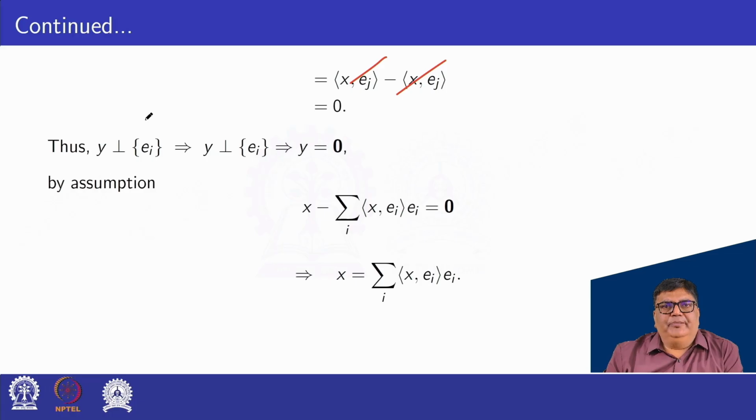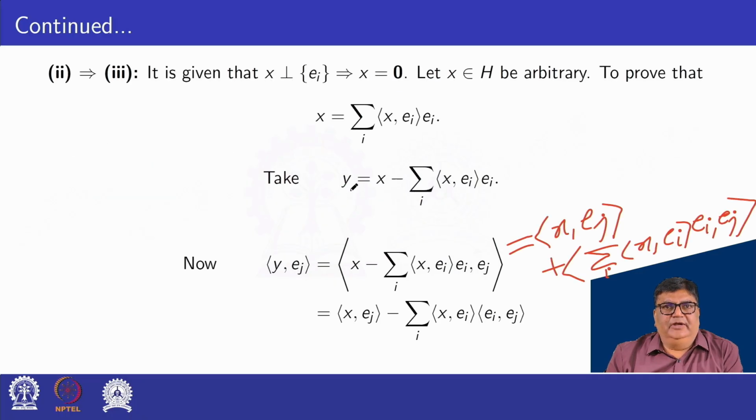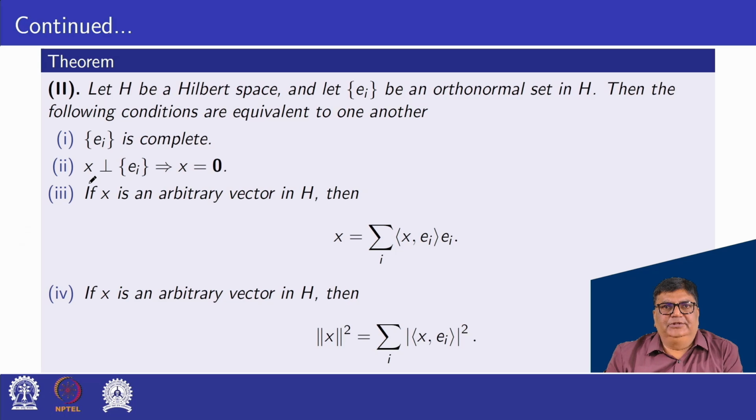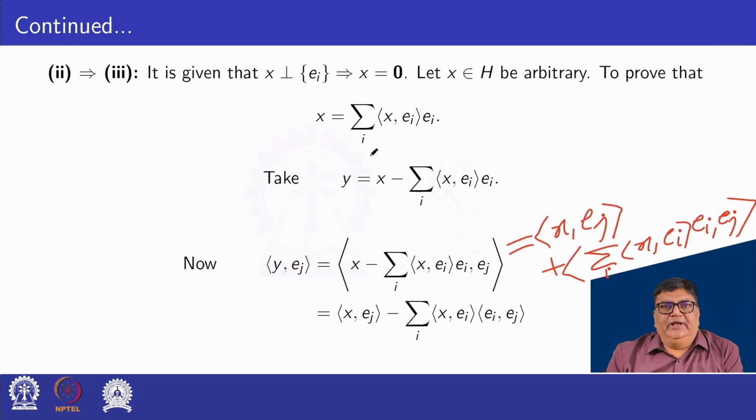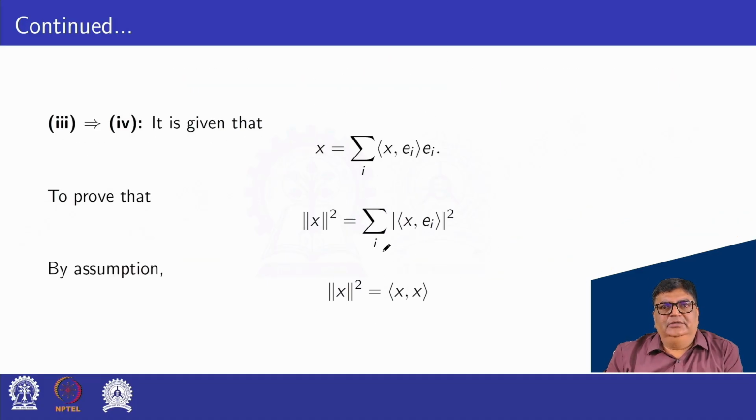It means y is perpendicular to the set EI. This implies that y is equal to 0. Okay. As per the second part of this theorem. So y is equal to 0. Here y is this one. It means this one is equal to 0. That is x is equal to this. Hence third part is proved.